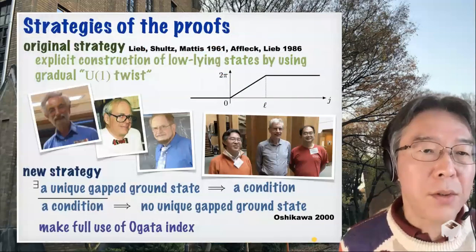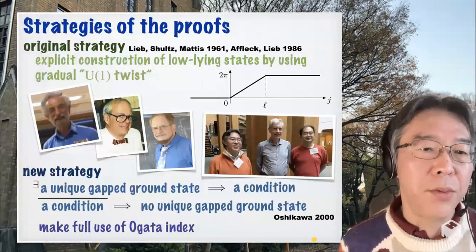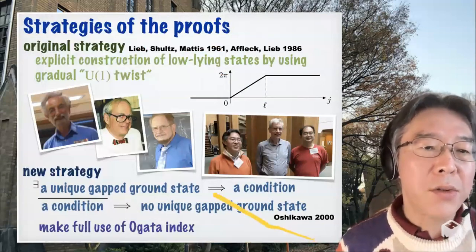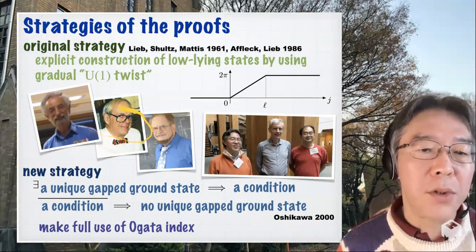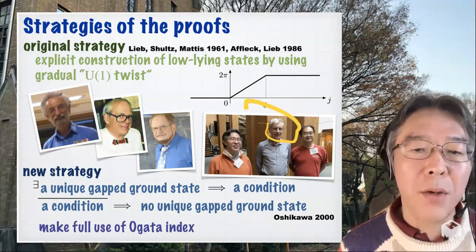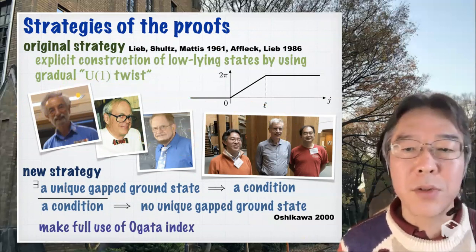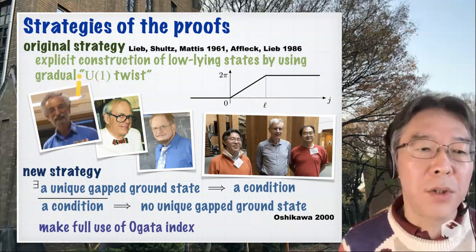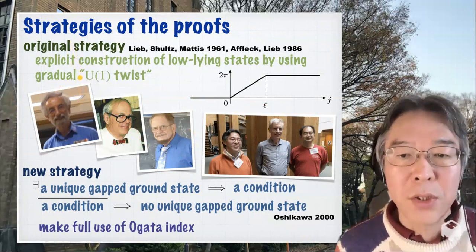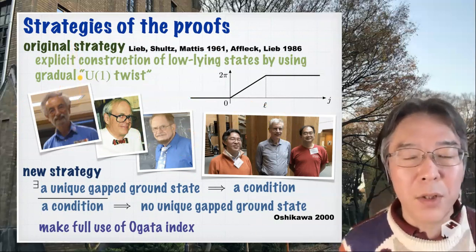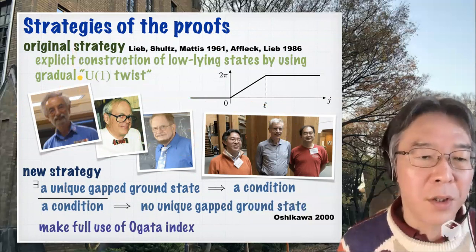Okay, let me talk about the basic strategies of the proofs. The original strategy by Lieb, Schultz, Mattis, and Affleck-Lieb made use of explicit construction of low-lying states by using something called a gradual U(1) twist. I'm not going into details, but this is a very important and interesting argument.